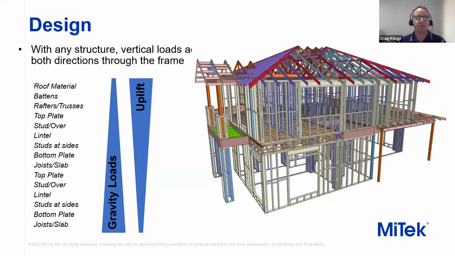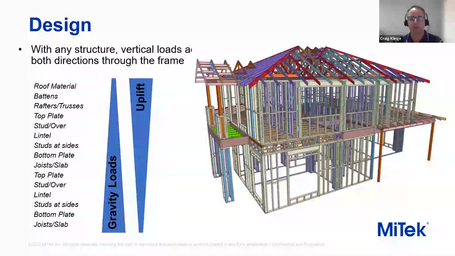So when we have a look at any structure, regardless of how many levels it is, we'll concentrate on residential stuff today. We have various loads acting in both directions. These connections effectively start with the roof material and then work all the way through each individual element until they transfer the load, until the loads effectively terminate down at the ground level.